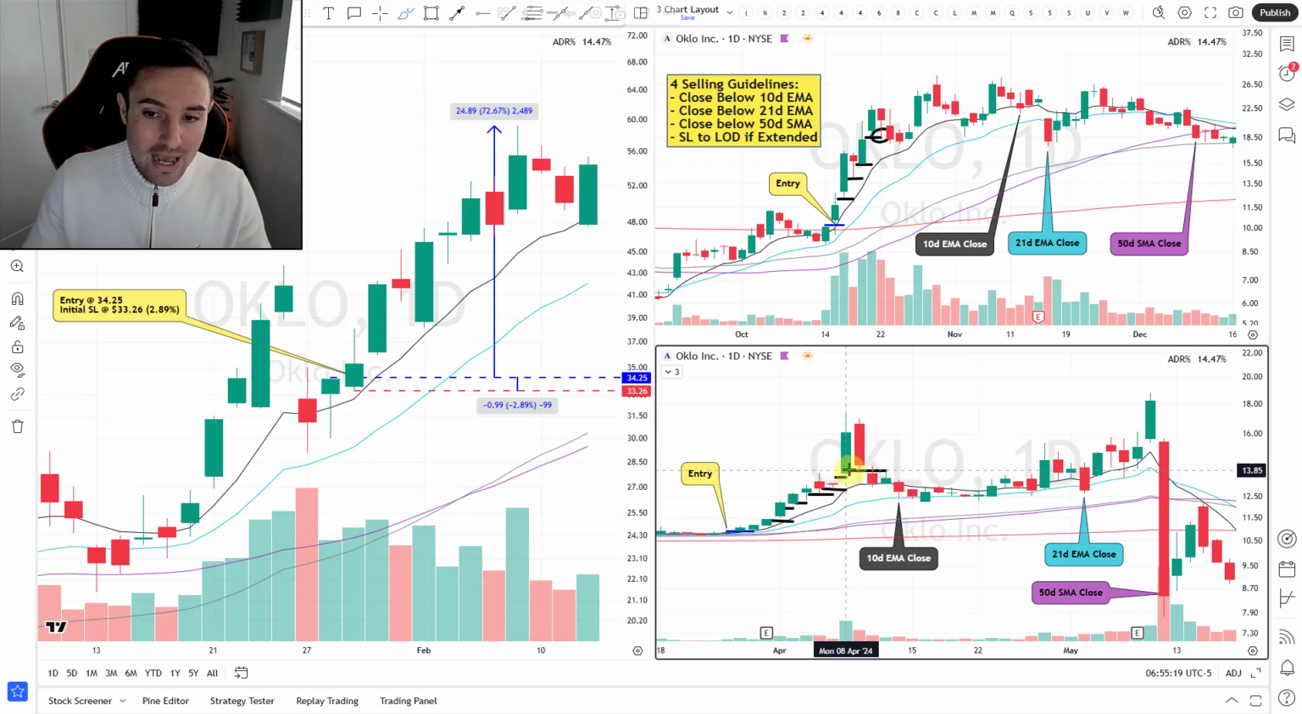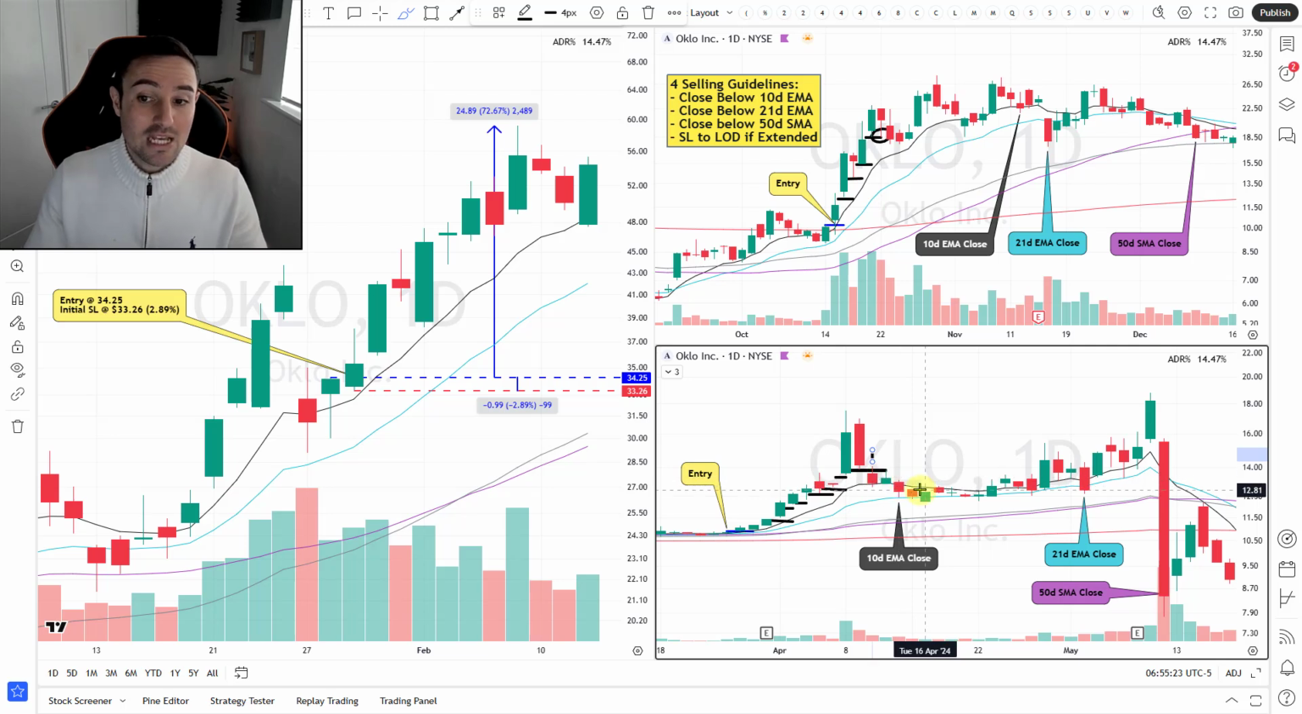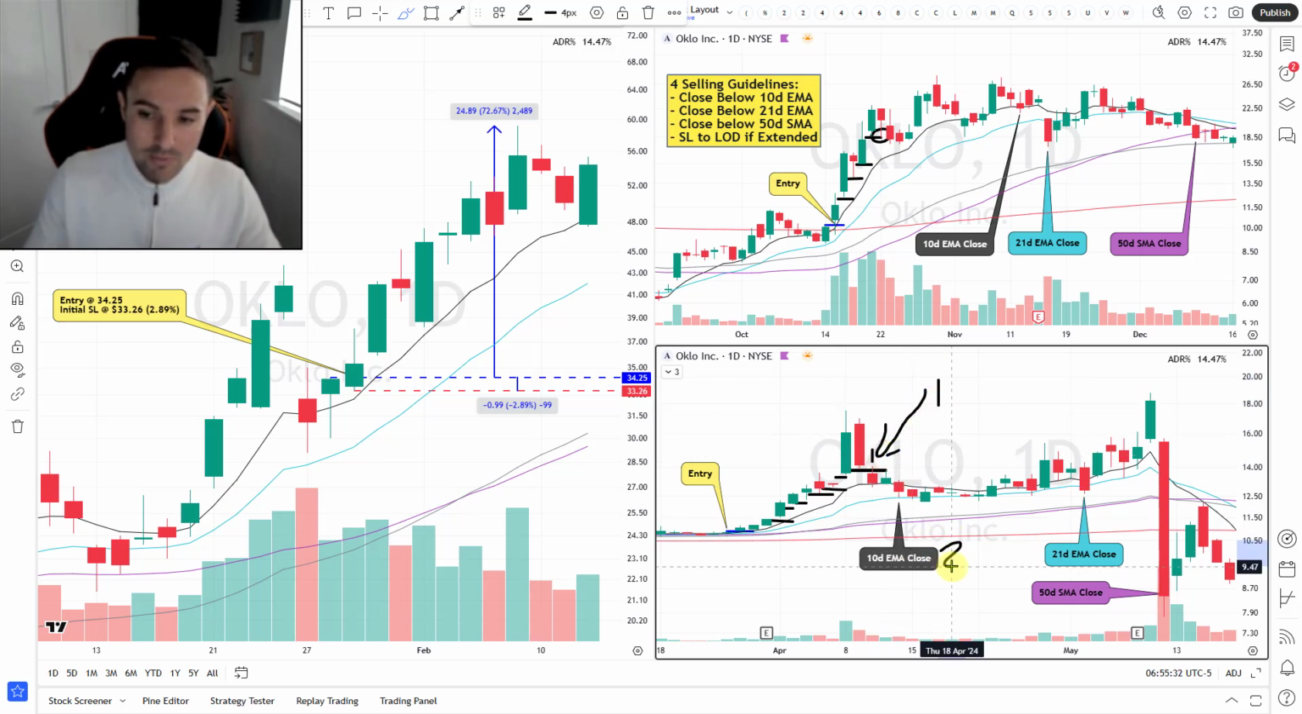One, it would have given you a higher monetary gain than the 10-day EMA, and it also did it in about 2 sessions fewer than the 10-day EMA. So in that instance, if you were going to rank them, we would say this stop loss to low of the day would be number 1, 10-day EMA would be number 2, 21-day EMA would be number 3, and the first close below the 50 would be the 4th best.